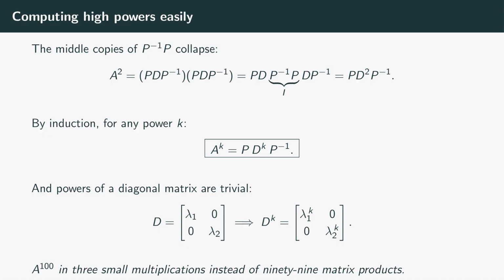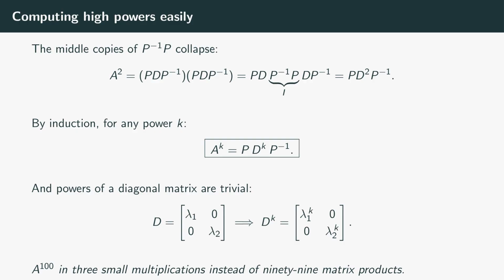Now the headline application, powers. Suppose you want A squared. Write it as PDP inverse times PDP inverse. In the middle sits P inverse times P, which is the identity and vanishes. What remains is P times D squared times P inverse. The same collapse happens for every higher power, so for any whole number k, A to the k equals P times D to the k times P inverse.